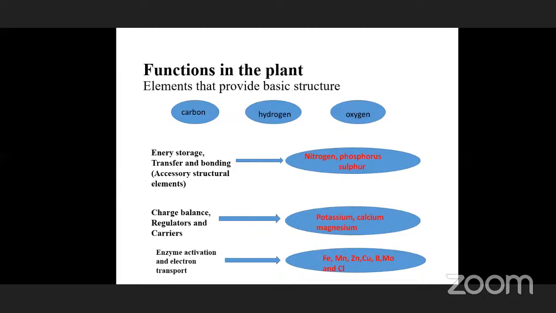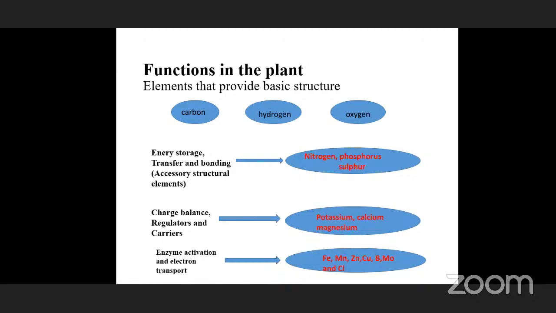And next, functions in the plant. Elements that provide basic structure are carbon, hydrogen, oxygen, and nitrogen, phosphorus, and sulfur. They are helping in energy storage, transfer, and bonding. Like nitrogen helps in energy storage, transfer, phosphorus, and bonding, sulfur. They are known as accessory structural elements because they are helping in living tissues.